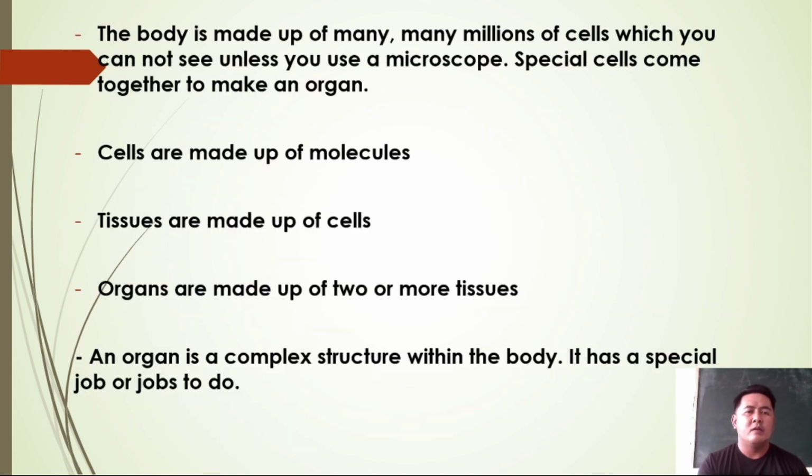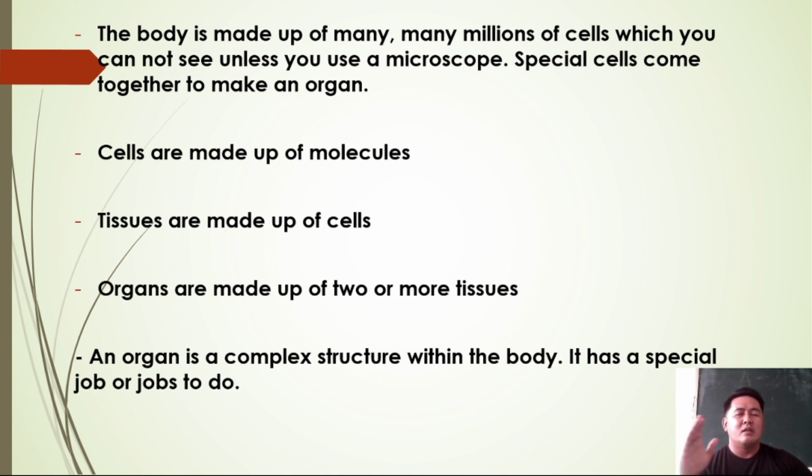Okay. So the body of the animal is made up of many billions of cells, which you can see only if you use a microscope. Special cells come together to make an organ. So, it is clear that cells come together to make an organ. So, we will learn about that further. So, cells are made up of molecules. Which is bigger, cells or molecules?